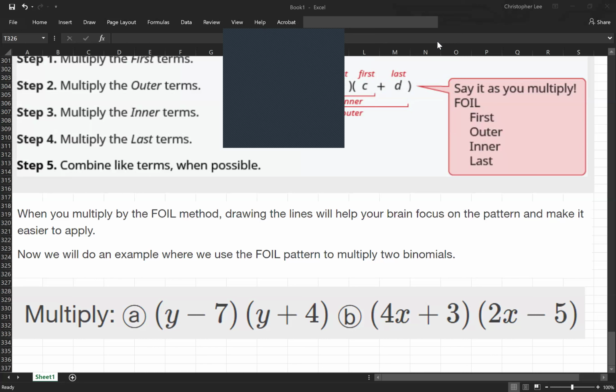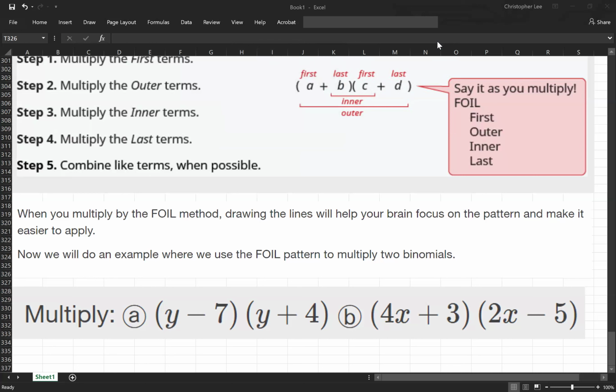We should run around and check that everybody understands. We're doing FOIL right now. These are old packets. You're just multiplying two binomials.